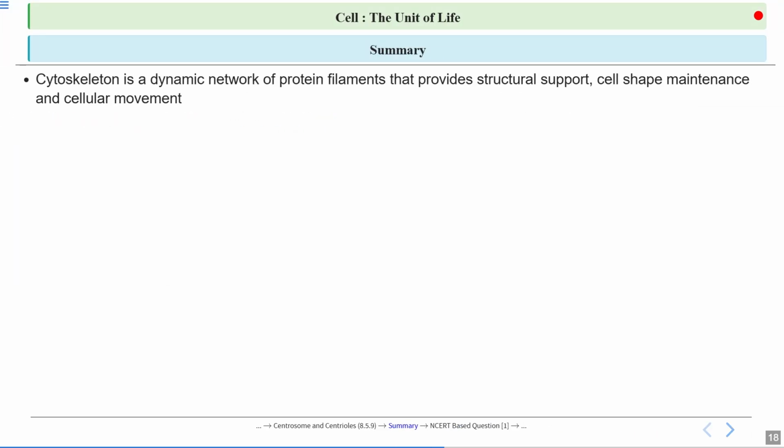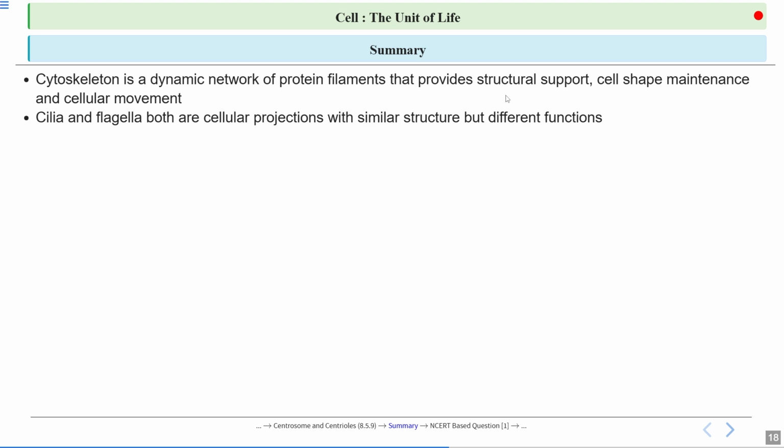Now we have discussed the theory. Now let's summarize this entire lecture. We talked about the cytoskeleton today. The cytoskeleton is a dynamic, ever-changing network of protein filaments. It is all made up of proteins: tubulin and actin, we have seen G-actin. The cytoskeleton provides structural support, cell shape maintenance, and cellular movement. This is the overall function of the cytoskeleton.